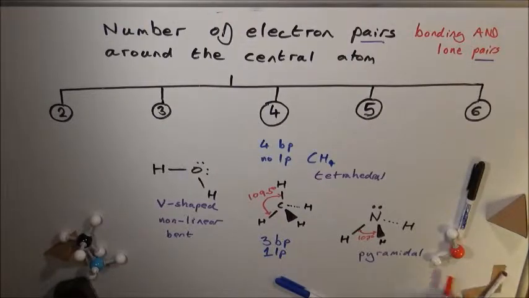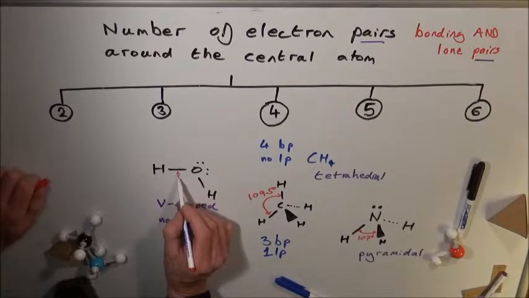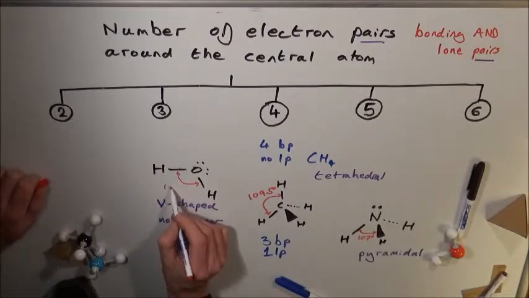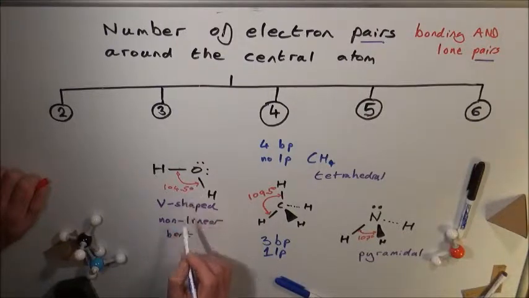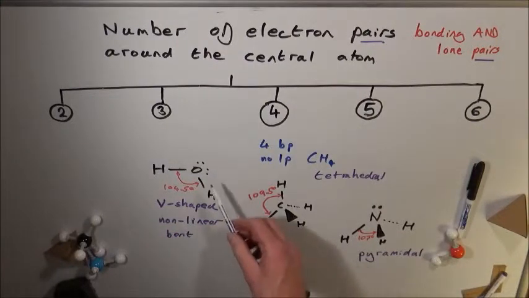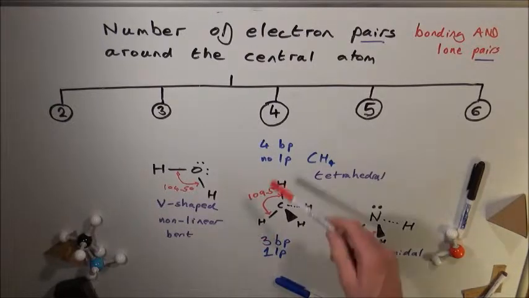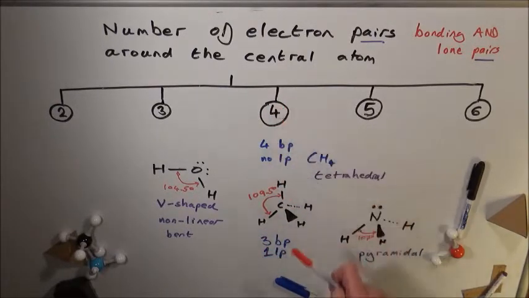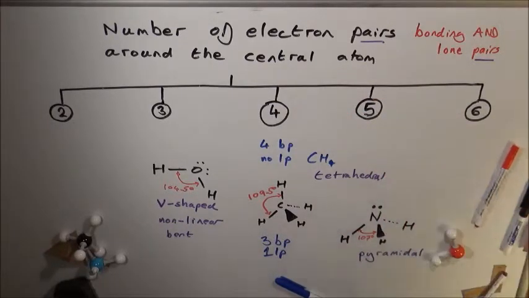And the bond angle is down at 104.5 degrees, because for each lone pair we remove 2.5 degrees, going from 109.5 to 107 to 104.5 degrees. So they're all part of this family of 4 electron pairs in total around the central atom.